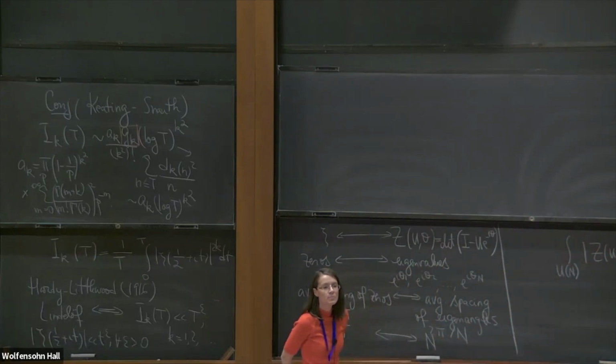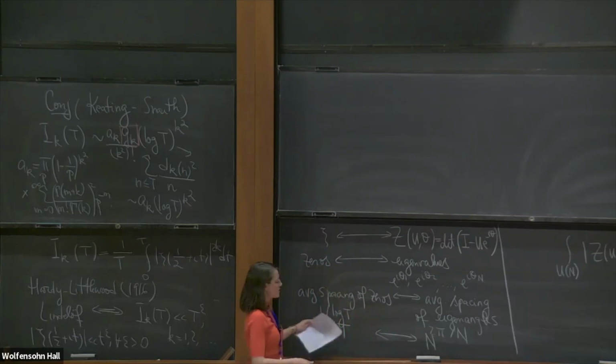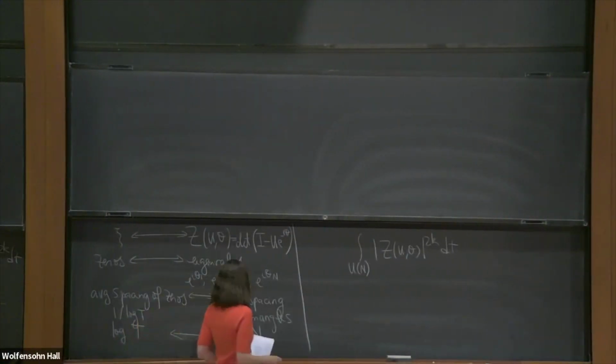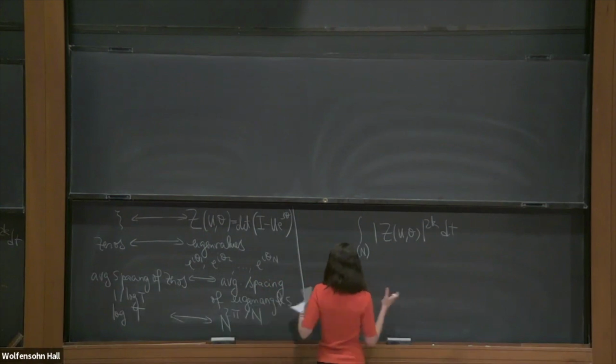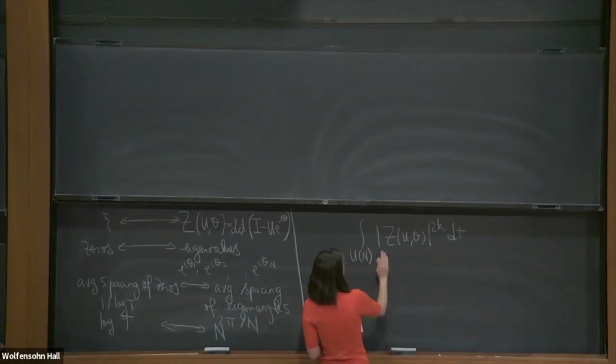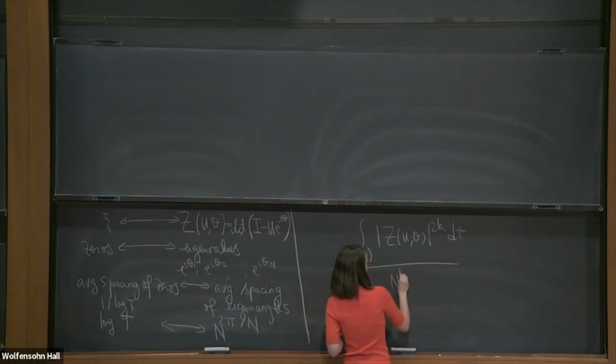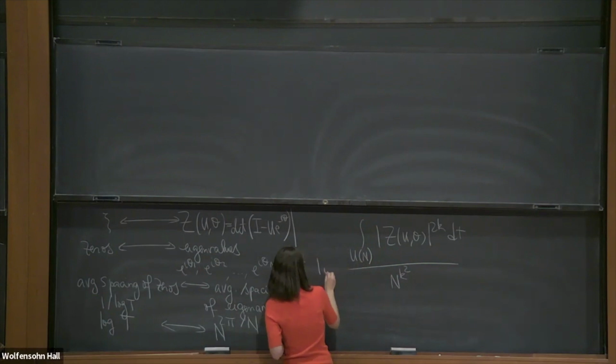Sorry? The average spacing of zeros should be 2 pi over log t. Right, yeah. I kind of don't care about constants. So it's just log t, which should be of size n. So then if I'm looking at this and I divide by n to the k squared, I take the limit when n goes to infinity.